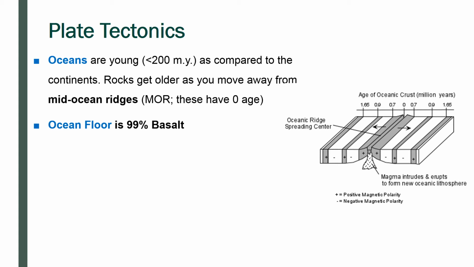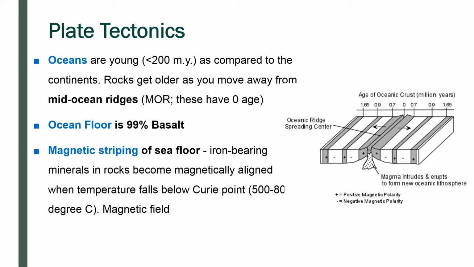Also, 99% of the ocean floor is found to be composed of basalt. Also, magnetic striping, as you see from the picture on the right, of the sea floor. Iron-bearing minerals and rocks become magnetically aligned when the temperature falls below the Curie point, which is 500 to 800 degrees. Okay.